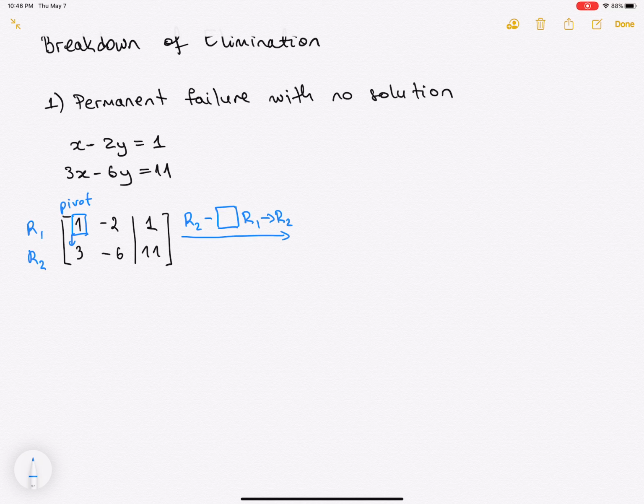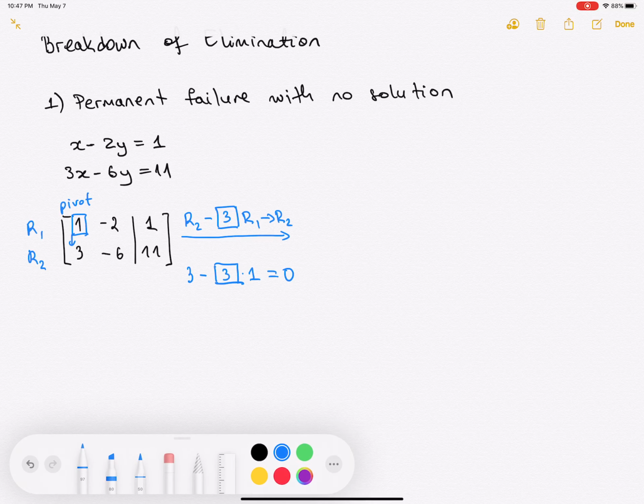You'll always have that minus, and then the result will be written as the new R2. So what decides which number goes into the square? Well, that's decided by the operations in the first column. So we want 3 minus this square, whatever is in that square, times 1 to equal 0. That's the idea. We want to eliminate under the pivot. So now it's very obvious that that number must be a 3.